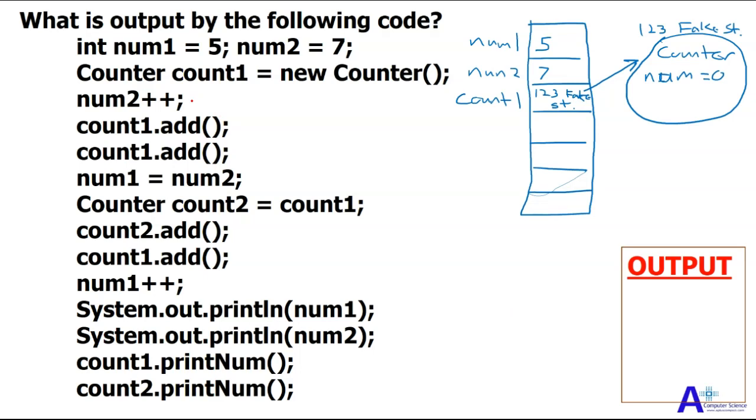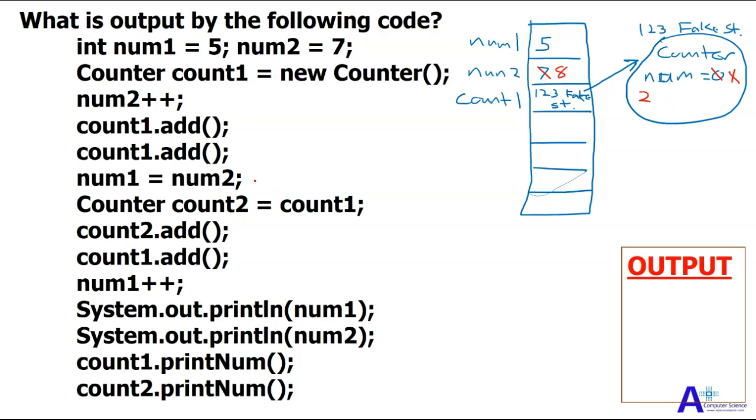When I start running code then, additional code, num2++, that's going to take 1 and add it on to what's stored at num2. So now stored at num2 is an 8. When I do count1.add, remember what that does is just adds 1 on to the counter object's num value. So now we'd have a 1. Count1.add again would cancel out that 1 and make it a 2 stored in that object.